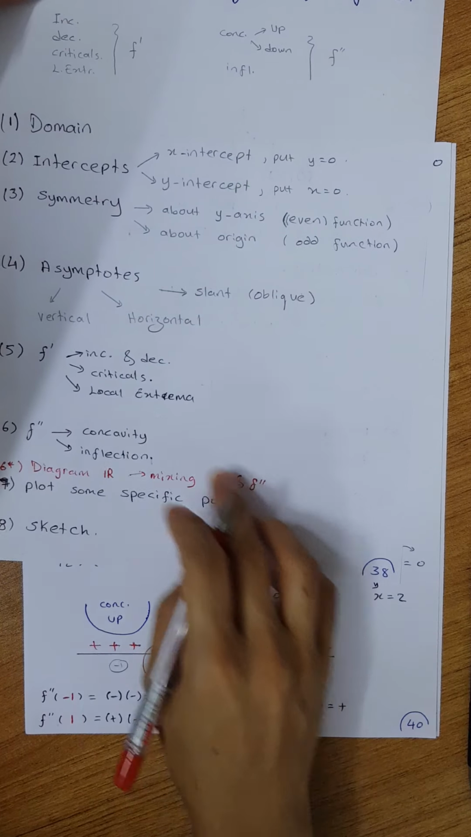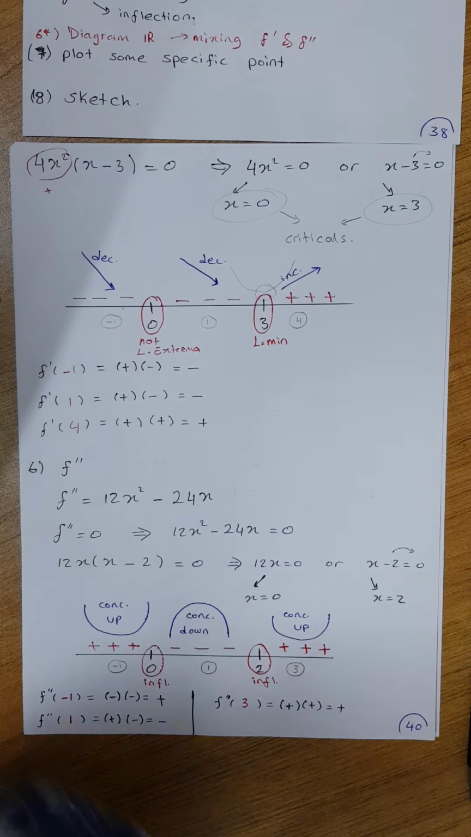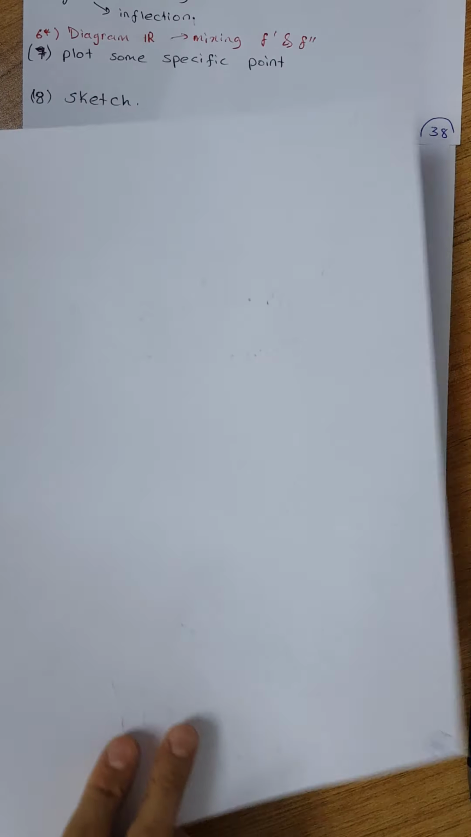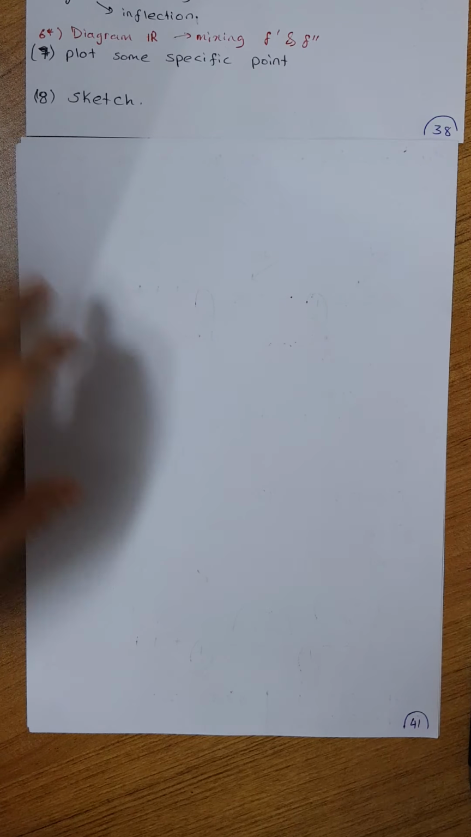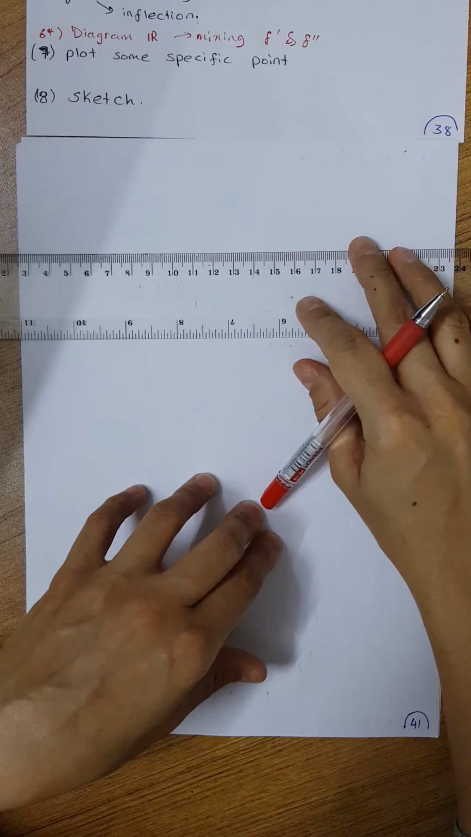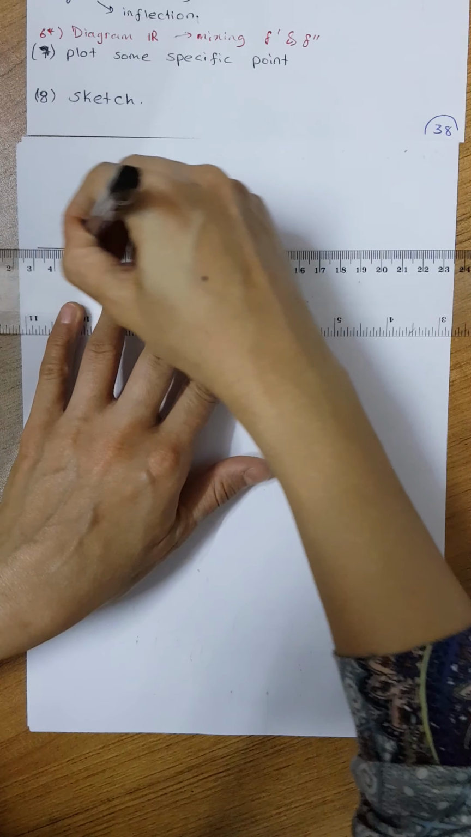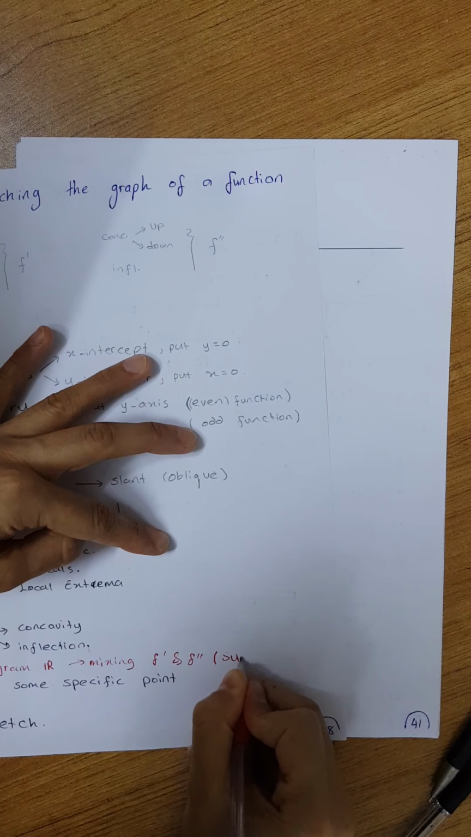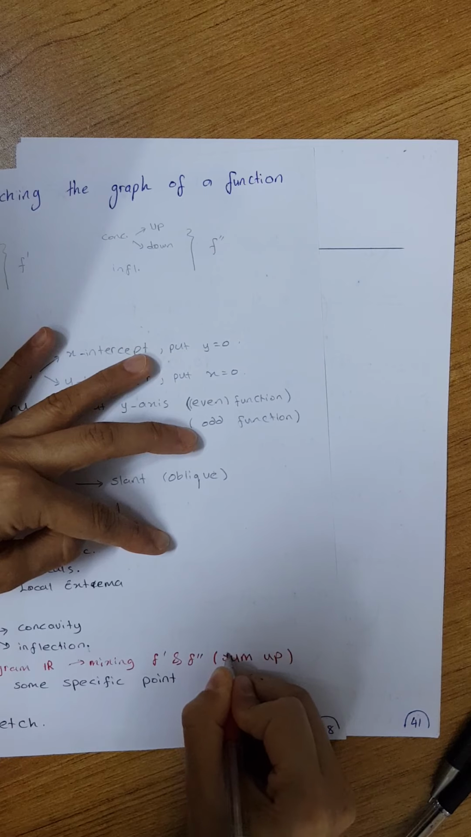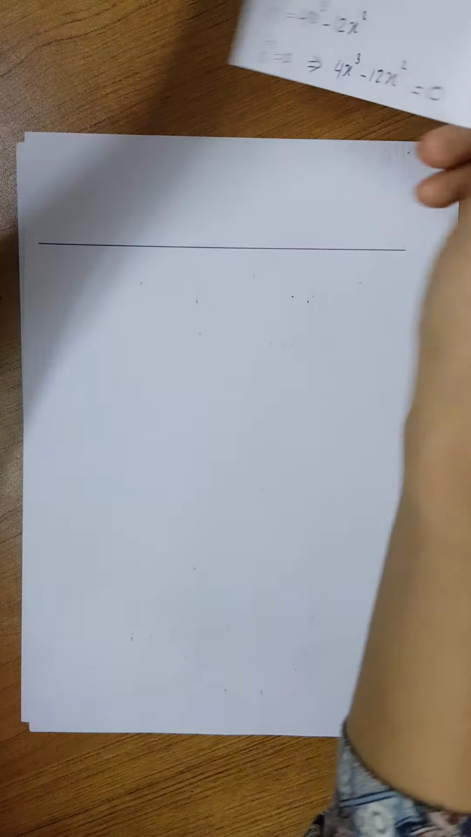When I say f prime and f double prime, that means I'm mixing up concavity and the increasing, decreasing points of that one. Okay, let me move to the diagram. Let me first do the real number line, because that's what I need for sketching, summing up all the things that I have got. Or I can write it here, sum up: sum up all what you have got in the 5th and the 6th step.